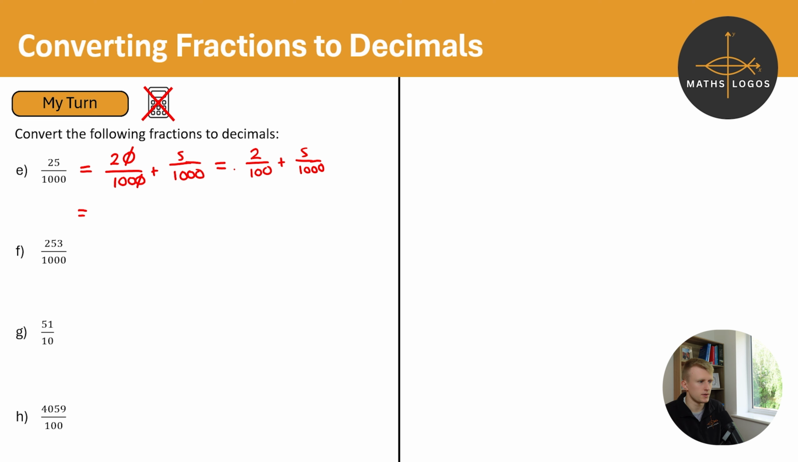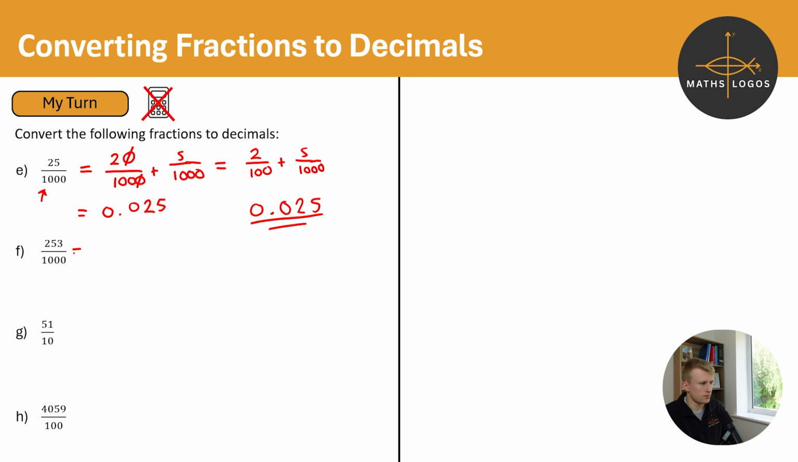I can then turn that into a decimal. So I have no units, I have no tenths, but I have 2 hundredths. So I'll place the digit 2 in the hundredths column, and I have 5 thousandths, so I'll place the digit 5 in the thousandths column. But a slightly quicker way to do this question is to look at the denominator and know that I'm going to have to start placing my digits in the thousandths column. So I'll place the digit 5 in the thousandths column, and then I'll place the digit 2 in the hundredths column, a 0 in the tenths column, and a 0 in the units column. And I could get my answer that way just by pattern recognition.